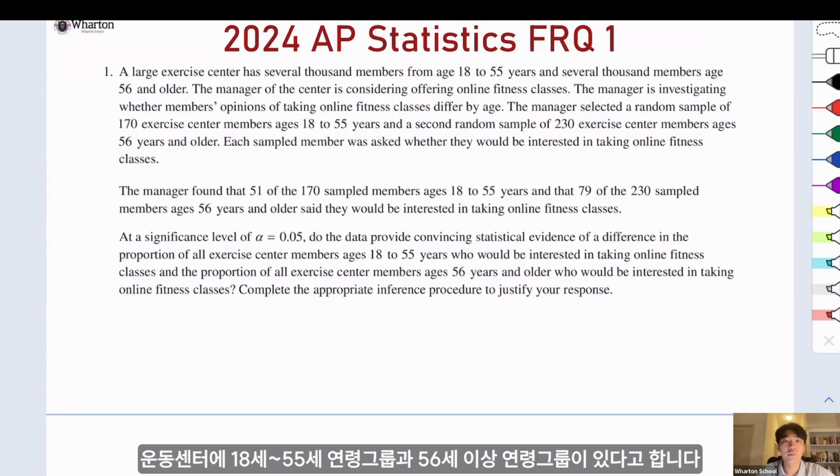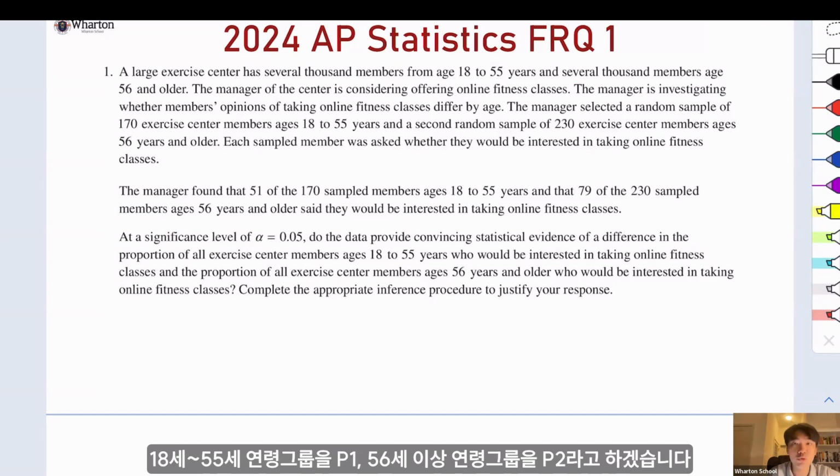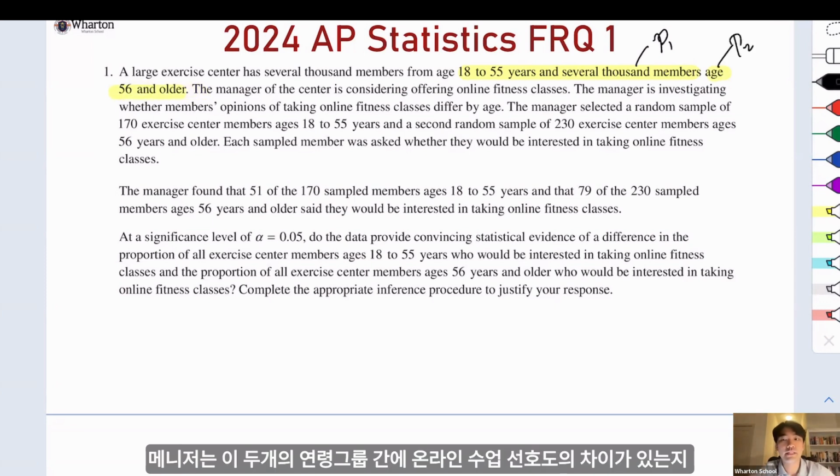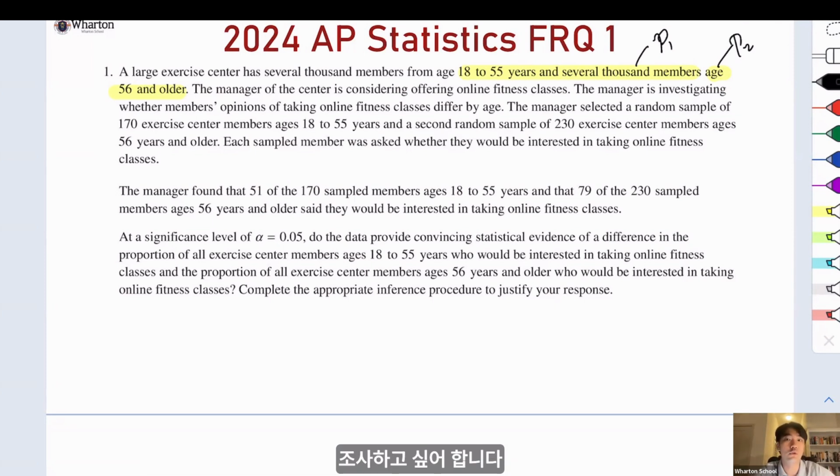So let's start with the problem statement. It says a large exercise center has several thousand members aged 18 to 55 years and several thousand members aged 56 and older. So we have two groups here. One is age between 18 to 55, so I would say this one is P1, and age group 56 and older is another group. I'll call this P2. The manager wants to know if there is a difference in the interest in online fitness classes between these two age groups.